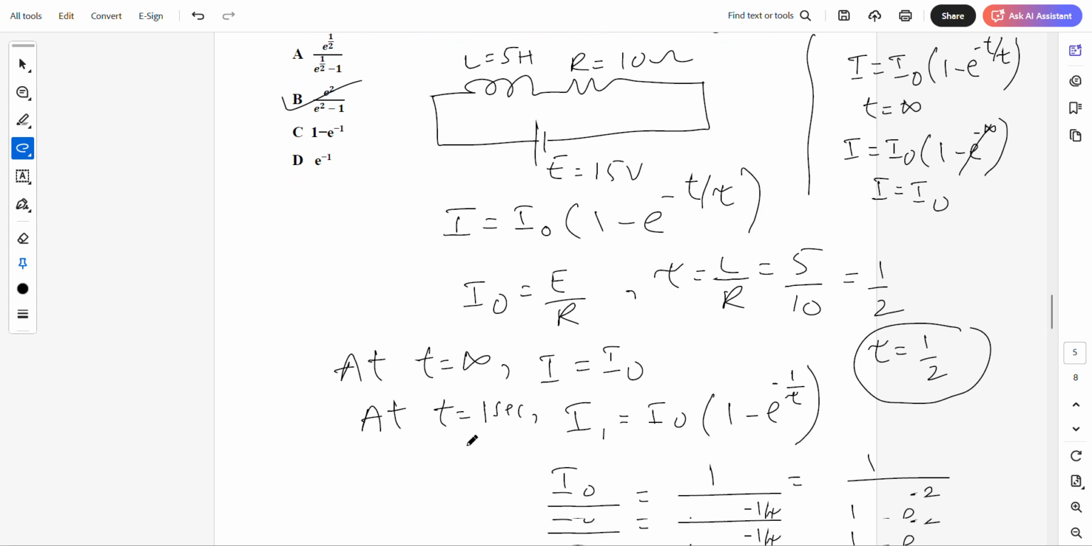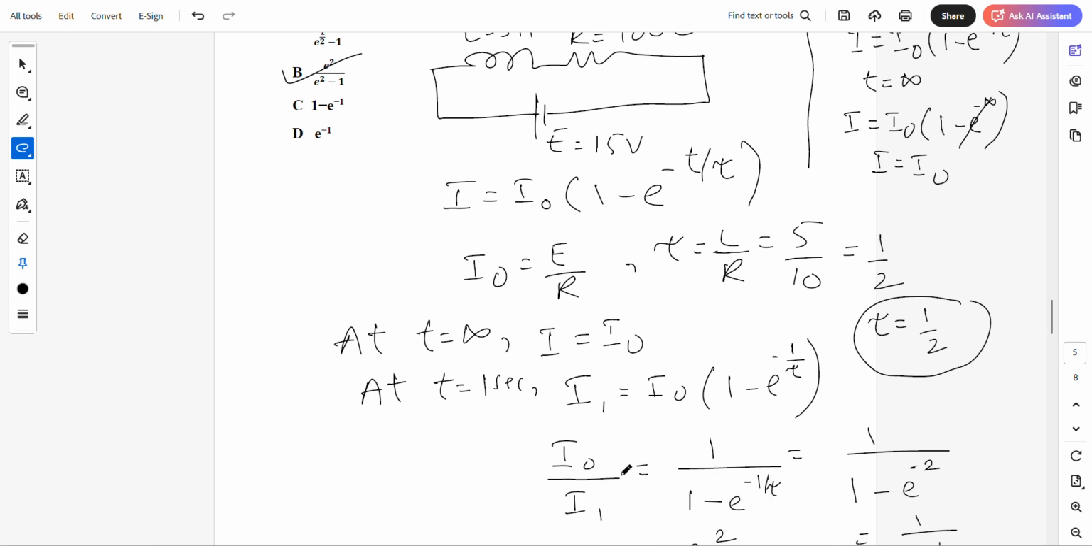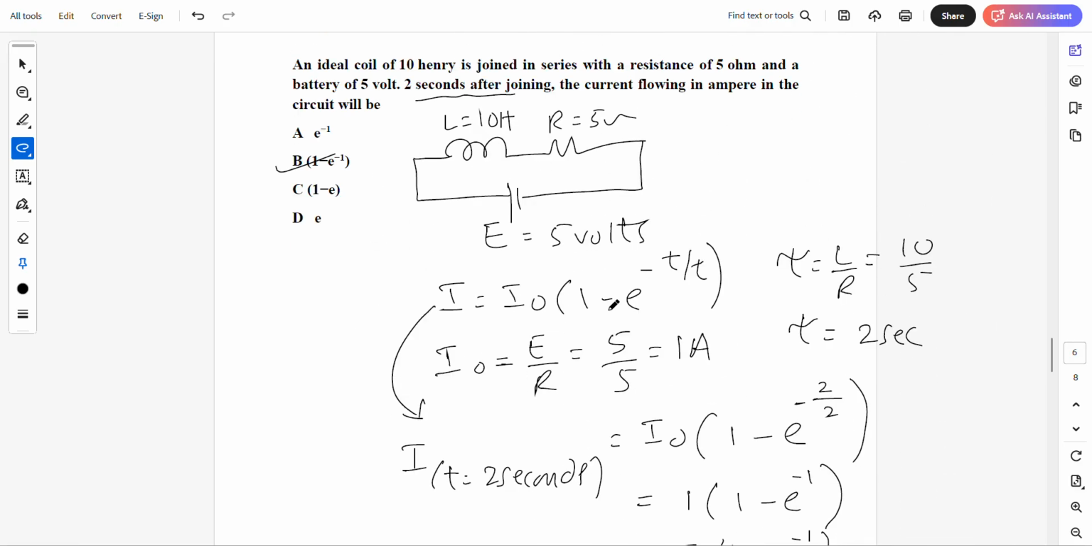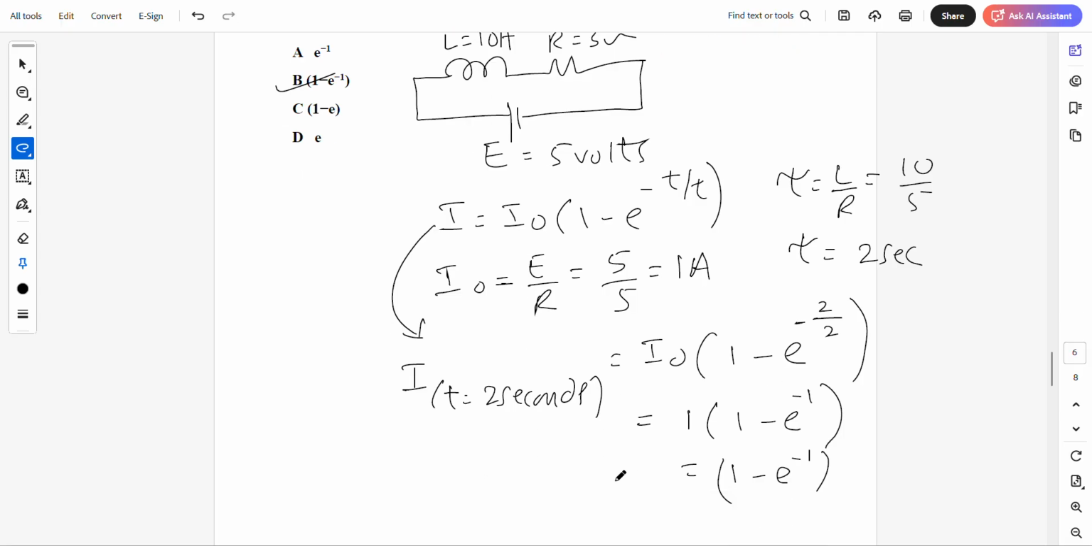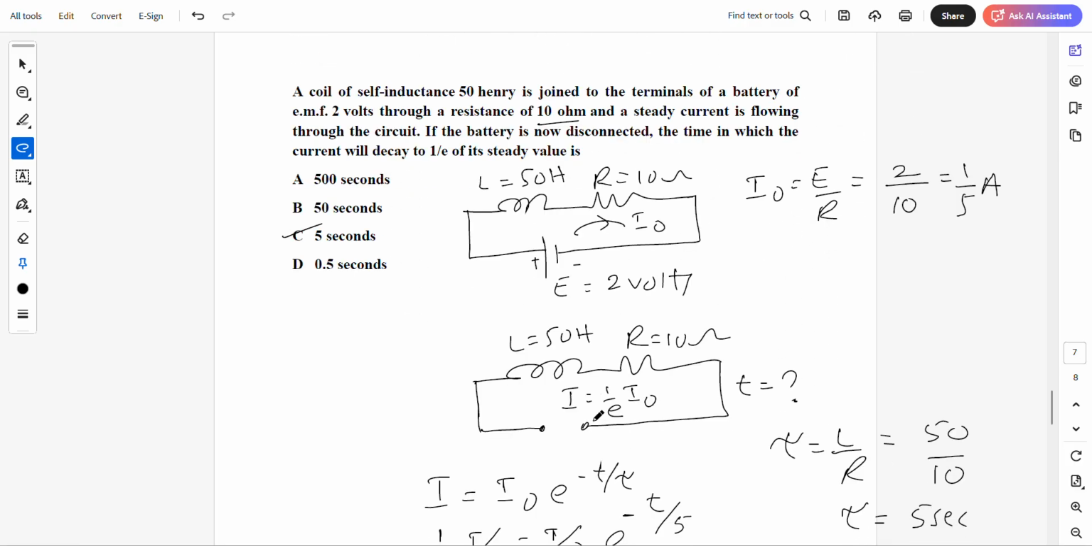Now this problem is directly based on this equation. T is equal to infinity and T is equal to 1 second. Just you have to find the ratio. This is also very easy after finding the time constant. Tau is equal to 1 by 2 second. Understood? Now the last problem is also a problem based on this equation. You have to find the current at T is equal to 2 seconds.